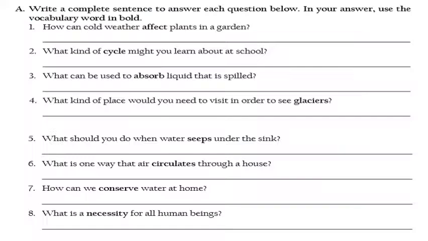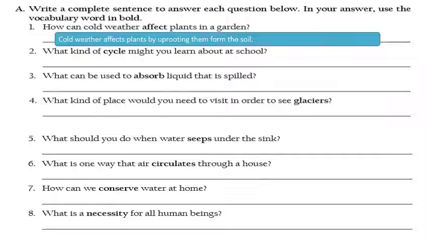Now let's exercise in the vocabulary exercises. Write a complete sentence to answer each question below. In your answer, use the vocabulary word in bold. 1. How can cold weather affect plants in a garden? What does the cold weather do to the plants in the garden? It uproots them for sure. Cold weather affects the plants by uprooting them from the soil.